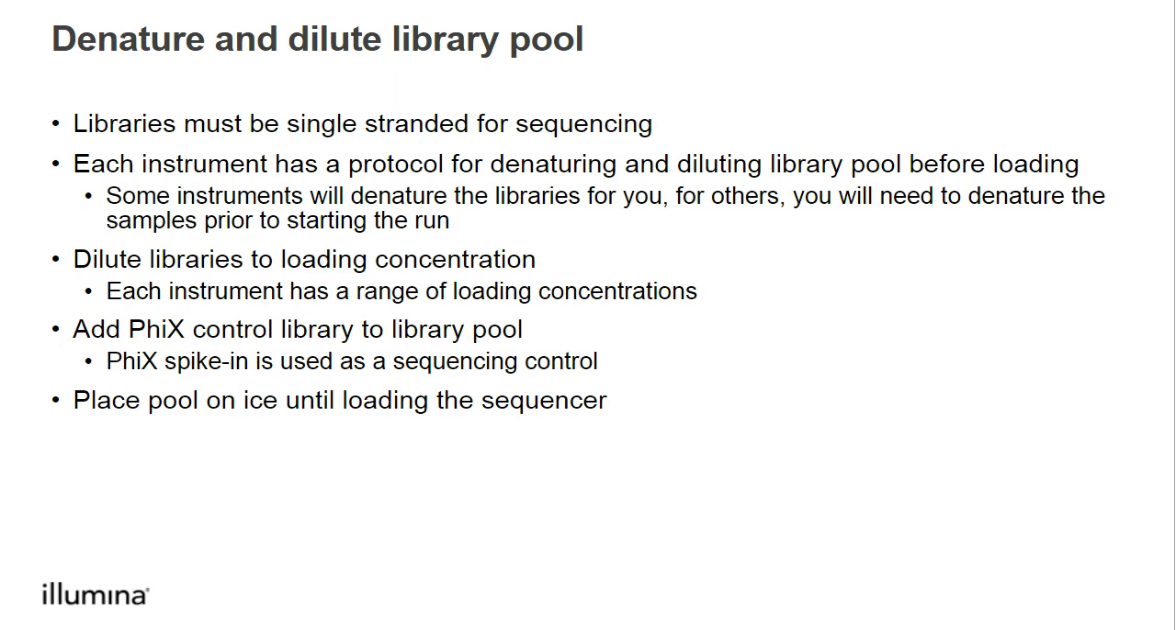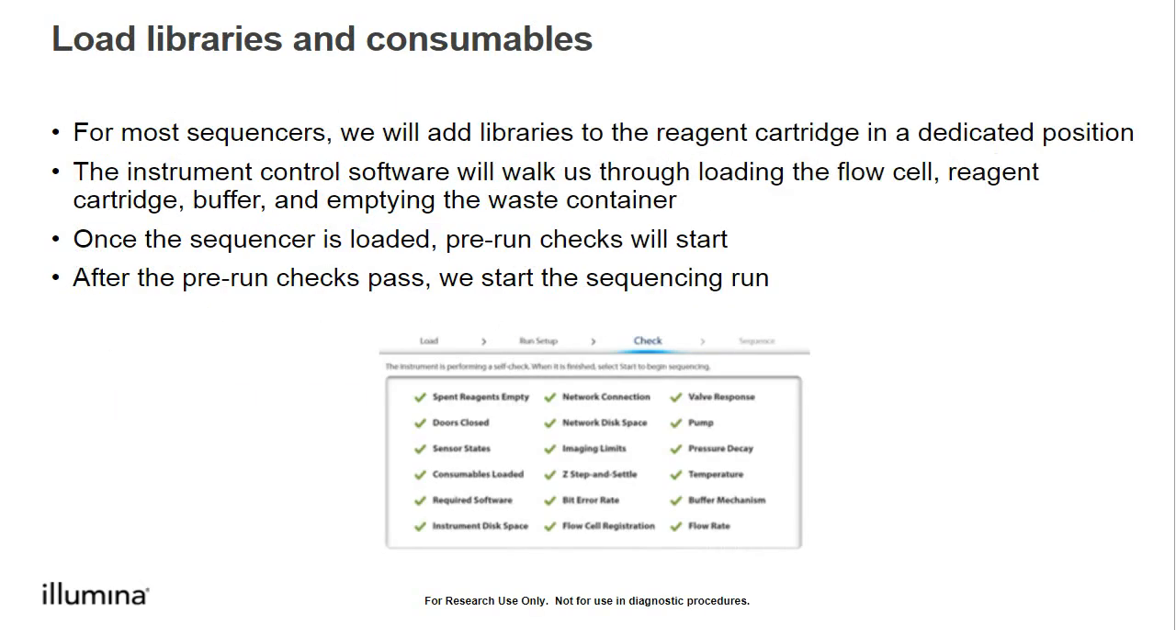Next, we'll go ahead and load our libraries and consumables into the sequencer. For most sequencers, we will add the libraries into the reagent cartridge in a dedicated position. The instrument control software will walk us through loading the flow cell, the reagent cartridge, the buffer, and emptying the waste container. Once the sequencer is loaded, we will start the pre-run checks to evaluate the sequencer. After the pre-run checks pass, we start the sequencing run.